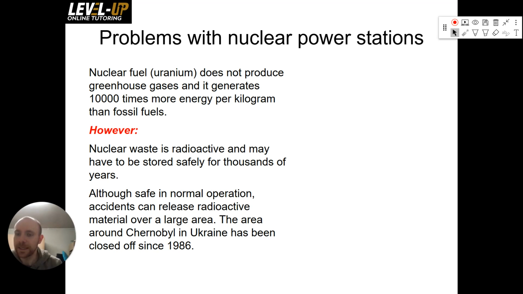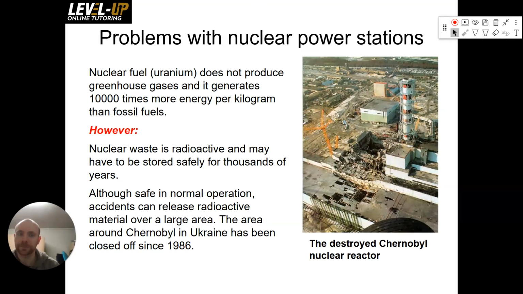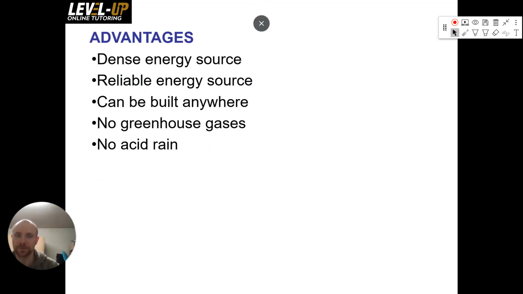Although it's safe normally, accidents can happen, and when they do happen, they tend to be fairly catastrophic, fairly large. There really haven't been many disasters, but when they do happen, we know about them for sure. People worry about that. So Chernobyl is the absolutely most famous one, 1986, and the area around Chernobyl still cannot be inhabited, still closed off. So radioactive.